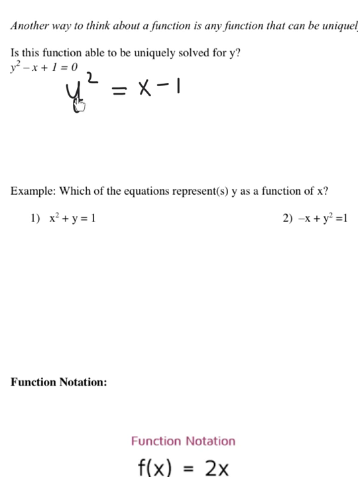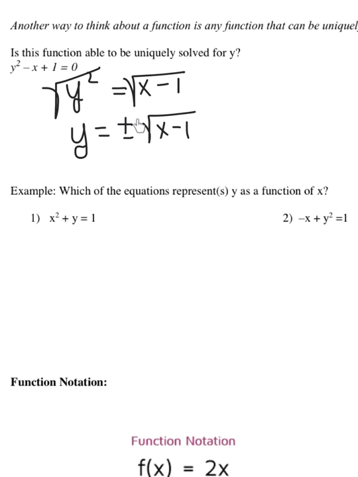The next step I need to do to solve for y is to take the square root. Now the problem I have here is that when I take the square root of y squared, I actually get two answers. I get a positive and a negative. Since I get a plus and a minus, this means that it's not uniquely solved for y. That means I don't have just one possible solution. I have two possible solutions.